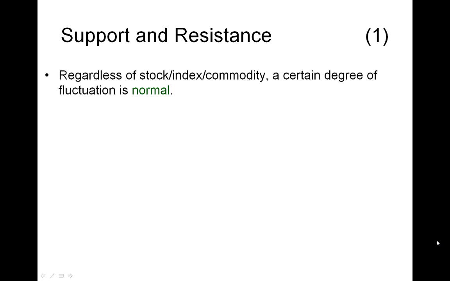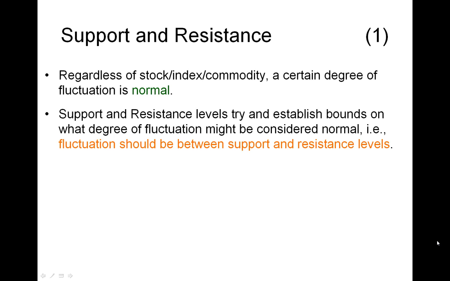In fact, a certain degree of fluctuation is necessary for the whole market to function because of various factors such as liquidity, etc., which we're not going to get into because it doesn't directly relate to this video. But suffice it to say that if the value doesn't stay static, that is normal. Support and resistance levels try and establish bounds on what fluctuation can be considered normal. For example, if the value fluctuates by a certain percentage or a certain threshold, that's normal. However, if it goes beyond these thresholds, something strange is going on.